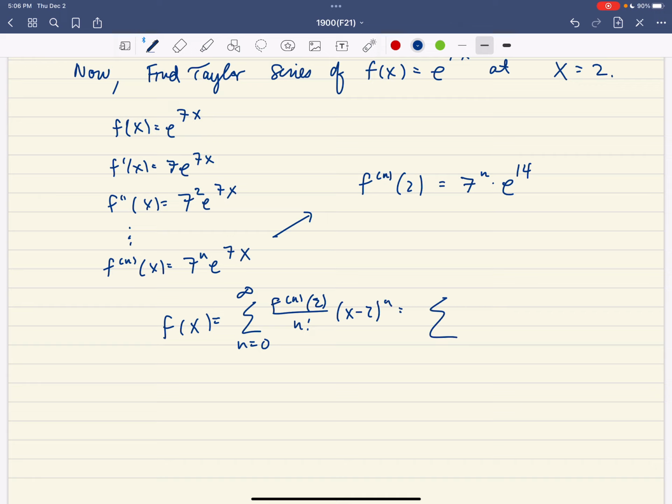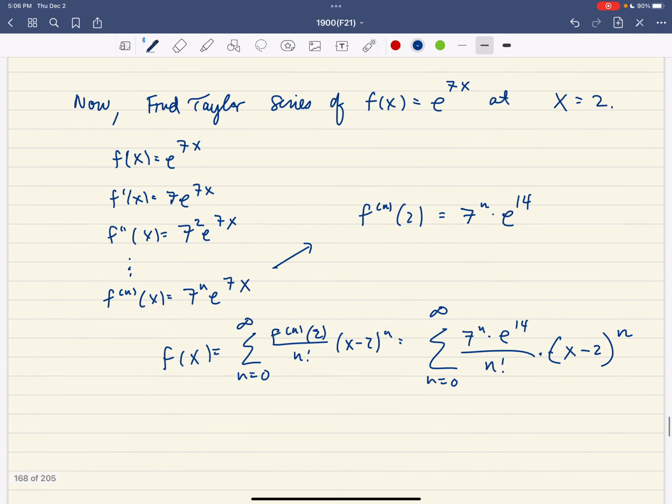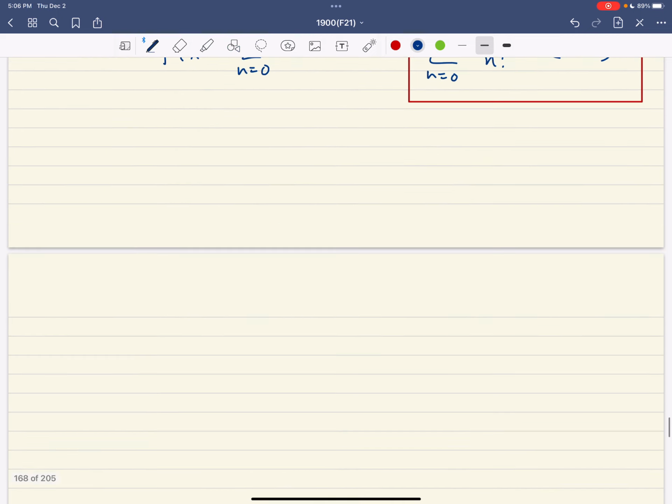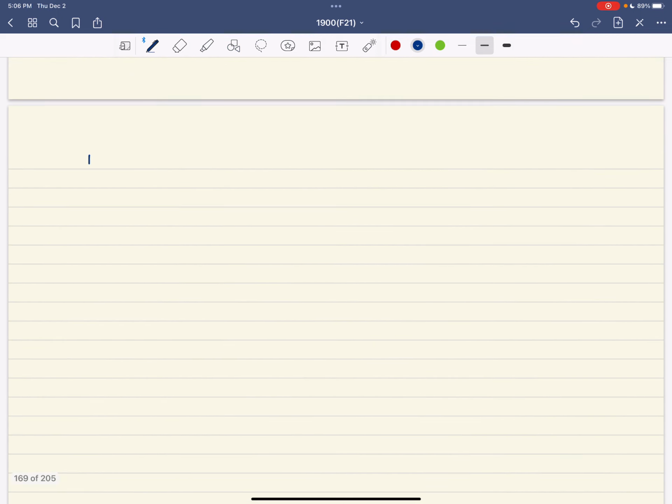So that's going to be the sum as n goes from 0 to infinity of, let's see, the nth derivative we said was 7 to the n times e to the 14, over n factorial, times x minus 2 to the n. Okay, so that's how that works. That's how we would find the Taylor series of that function at the value of 2. Really, it's not much more work than doing what we did the first time for the Taylor series for e to the x.